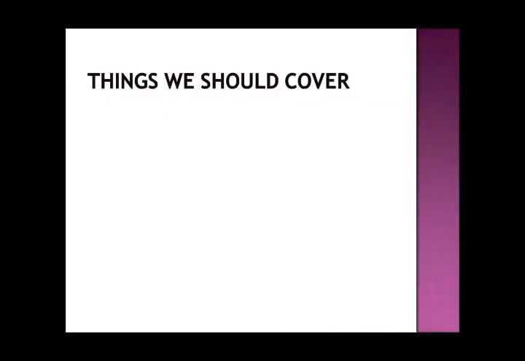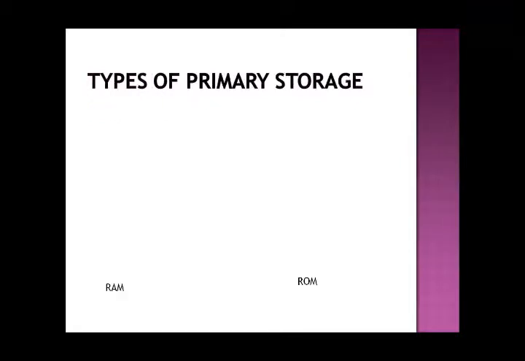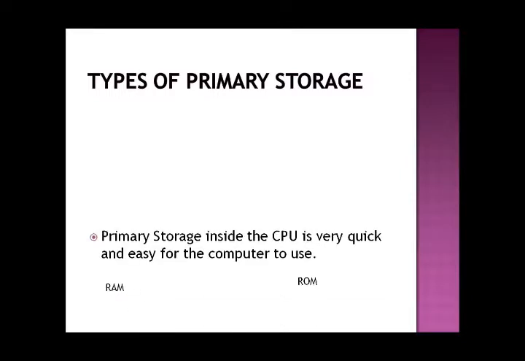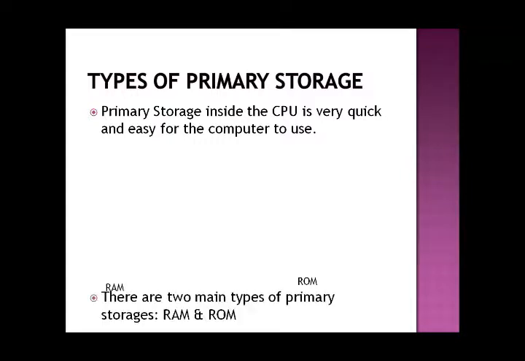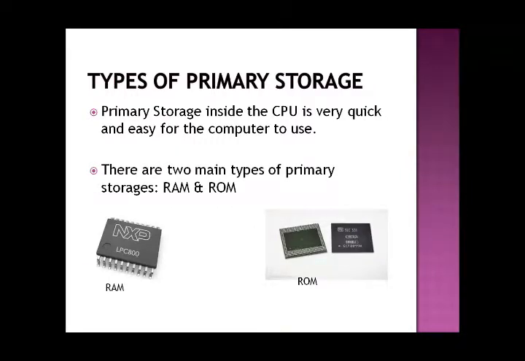The things we should learn in this episode: primary storage. So now we're at primary storage, and we're going to learn the types of primary storage. Primary storage inside the CPU is very quick and easy for the computer to use. There are two types, RAM and ROM, and these are examples of the RAM and ROM.